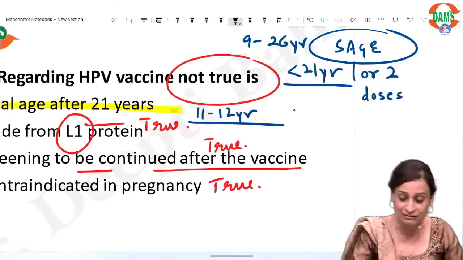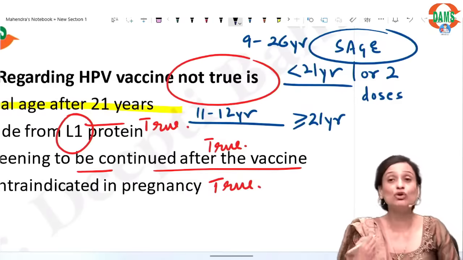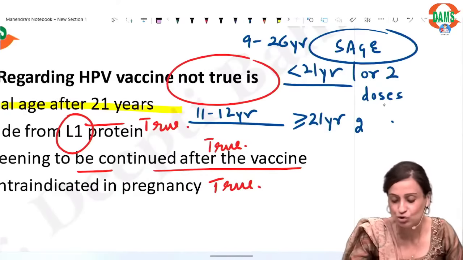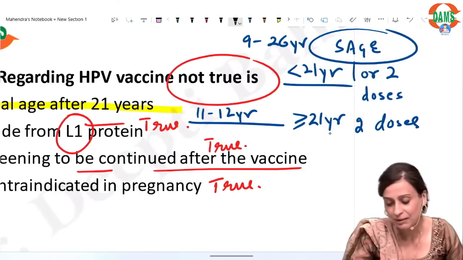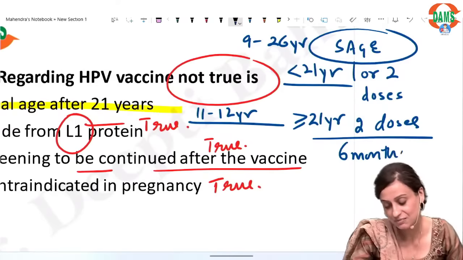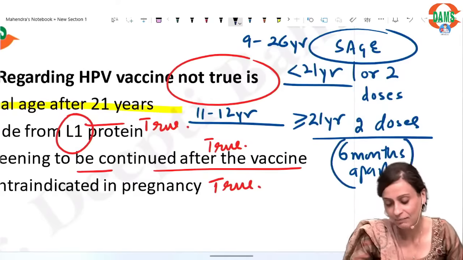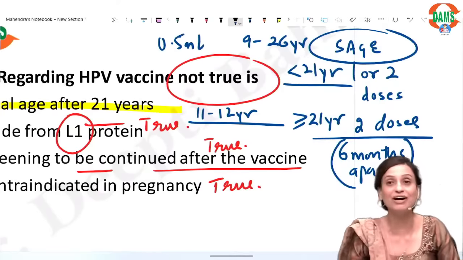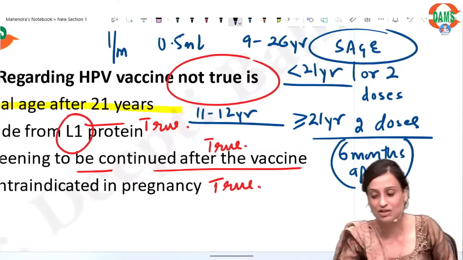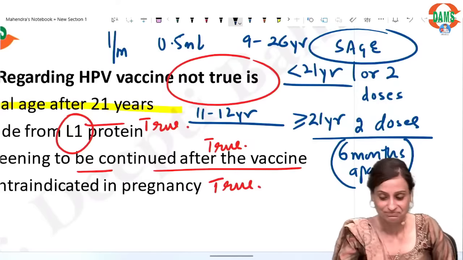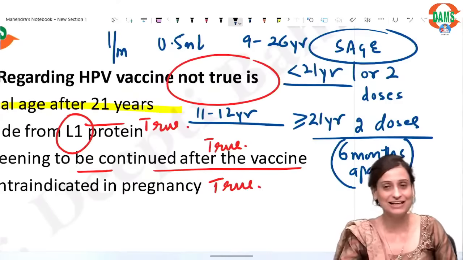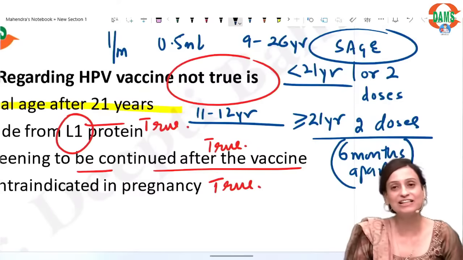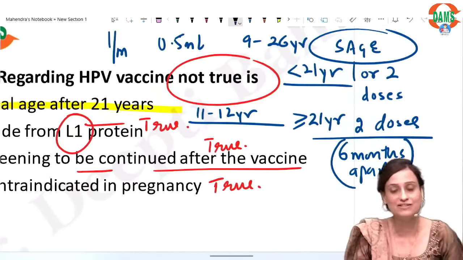Whereas if she is 21 years or beyond, then she will receive two doses. And what is the time gap between two doses? 6 months, right? The time gap between two doses is 6 months. The dose is 0.5 ml. It is an intramuscular injection. Okay. So please remember this. Yes, it can be given as early as 9, and as late as 26. The ideal age is around 11 to 12 years of age.